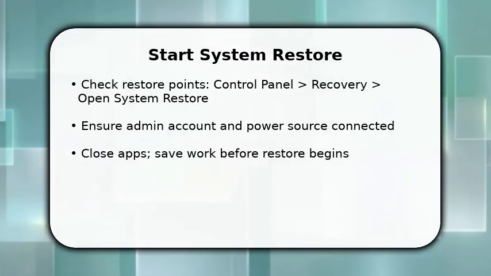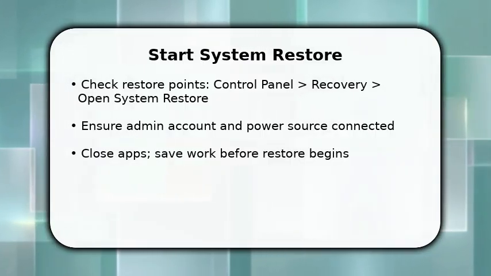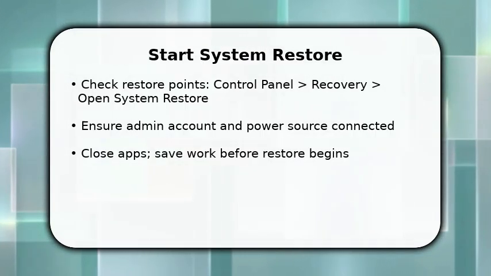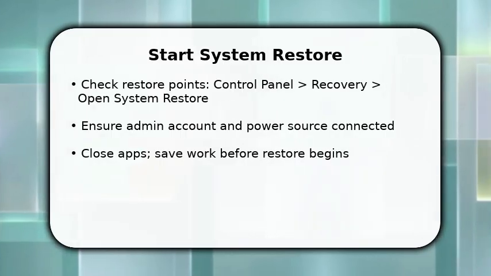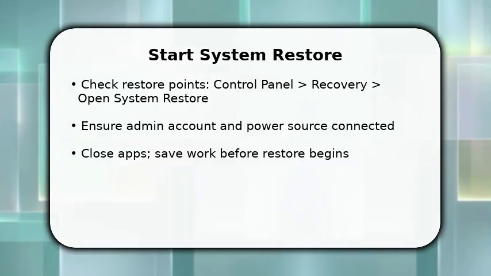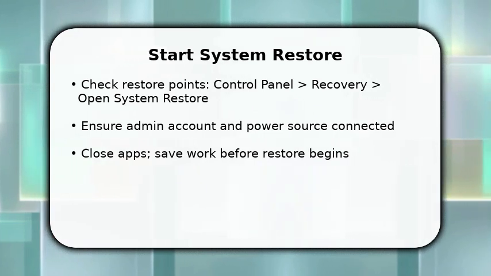Close all open applications and save documents. Once done, choose the most recent stable restore point and click Next to start the process. This prepares the machine for an uninterrupted rollback.